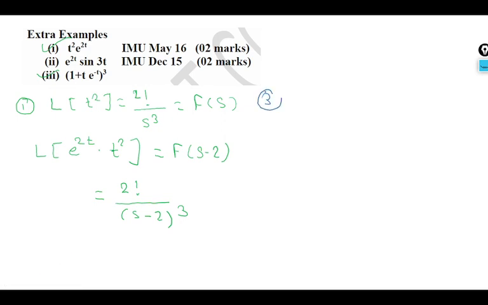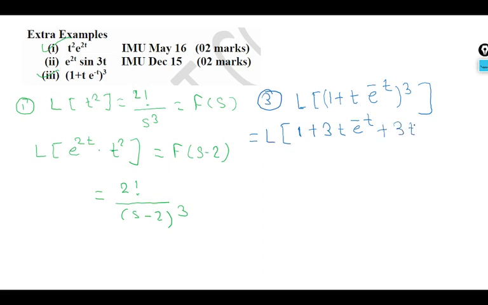Now for the third one, we want Laplace of the bracket cube. This is only a little different. We want the Laplace of (1 plus t e raised to minus t) bracket cube. The cube of the bracket is a little different, otherwise we require the first shifting property there. So this is equal to Laplace of, now this is (a plus b) bracket cube, so a cube plus 3a square b plus 3ab square plus b cube.